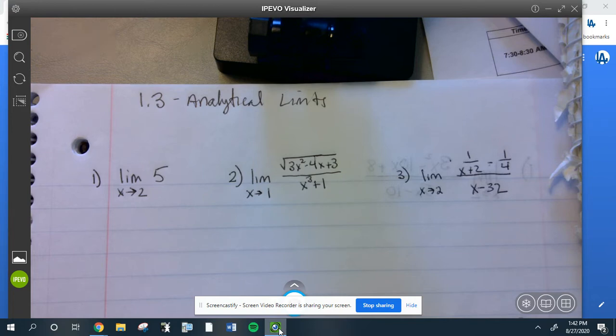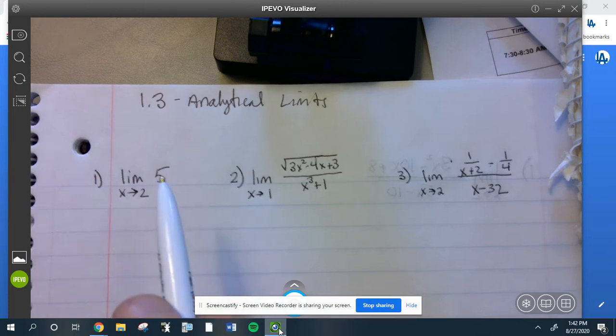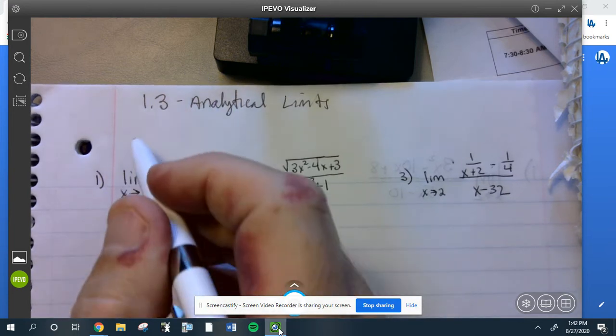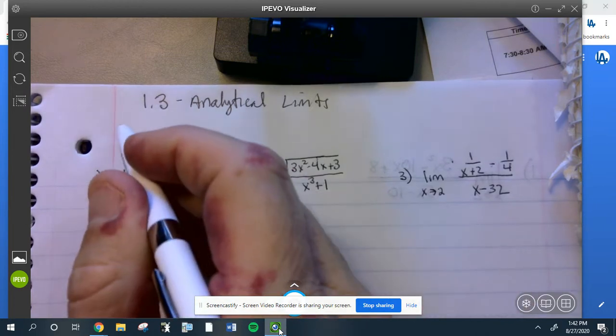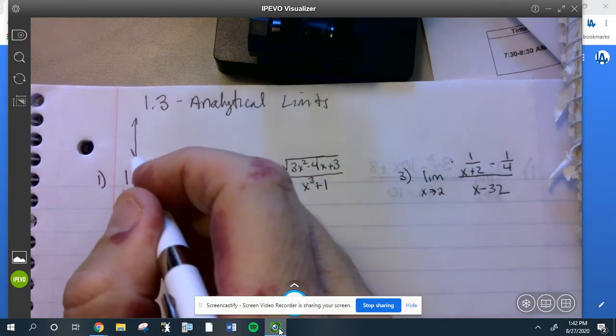So that's very easy. If we're looking at the first one, we have the limit as x approaches 2 of 5. Now remember, 5 is the function. It's a very simple function. Sometimes you forget what that actually means.